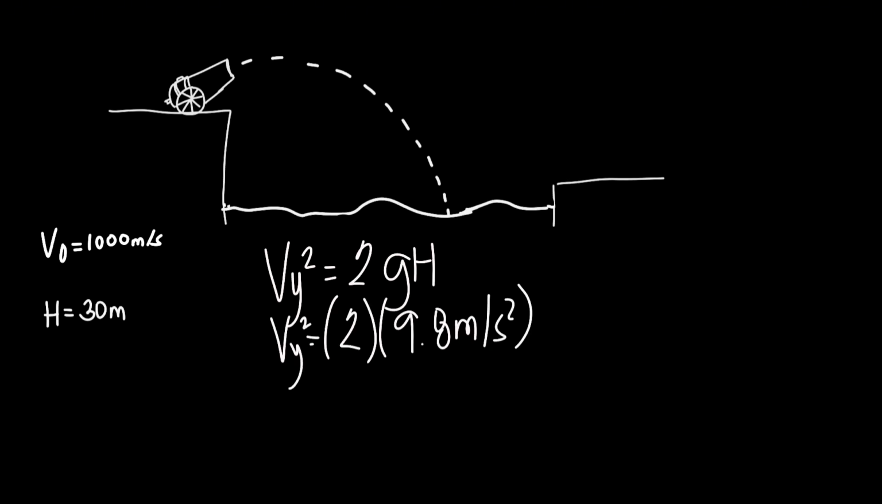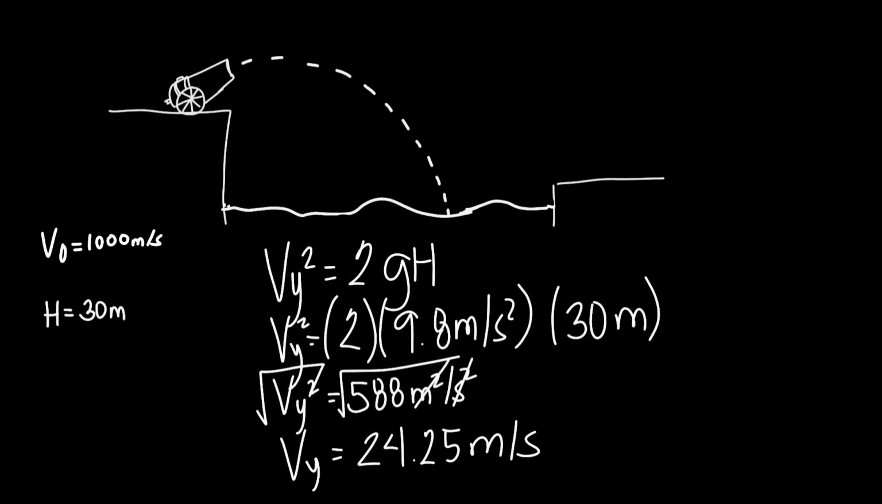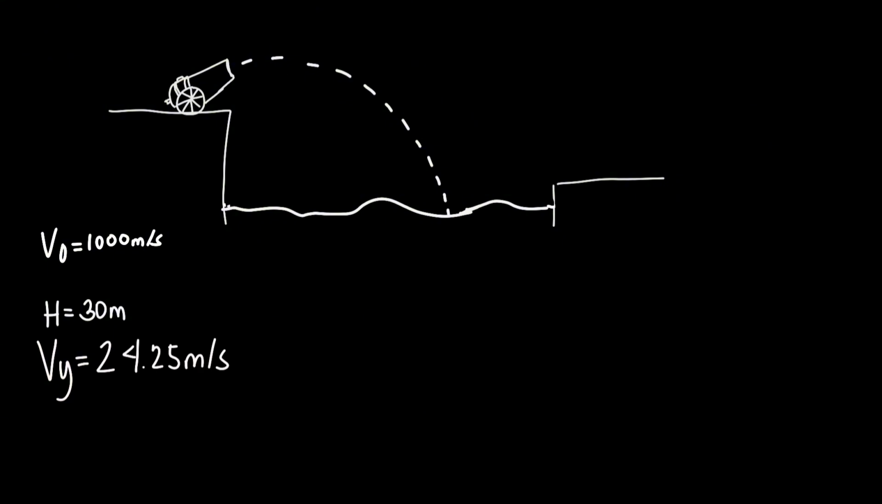And then substitute the values. We have 2 multiplied by the gravity, which is 9.8, and the height, which is 30 meters. Then we will end up having 588 meters squared per second squared. Then get the square root of it. In this case, the answer is 24.25 meters per second. Since we now have the value of the final vertical component, we can now compute for the time by using this formula. The final vertical component is equal to V0y plus gt.